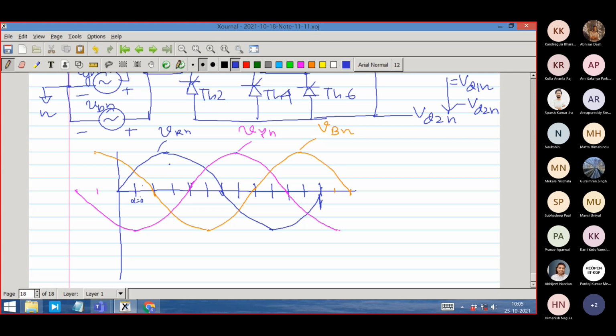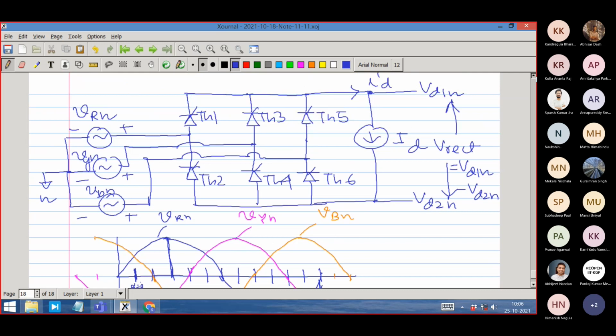So now let us consider the firing angle is 60 degree. So alpha is equal to 60 degree has to be counted from here. From here, this is alpha is equal to 0. So this is 60 degree. So at 60 degree, the firing has been done. So this voltage waveform is therefore the thyristor 1 conducting, therefore this chunk of the voltage, and the voltage VD1N is the positive terminal voltage.